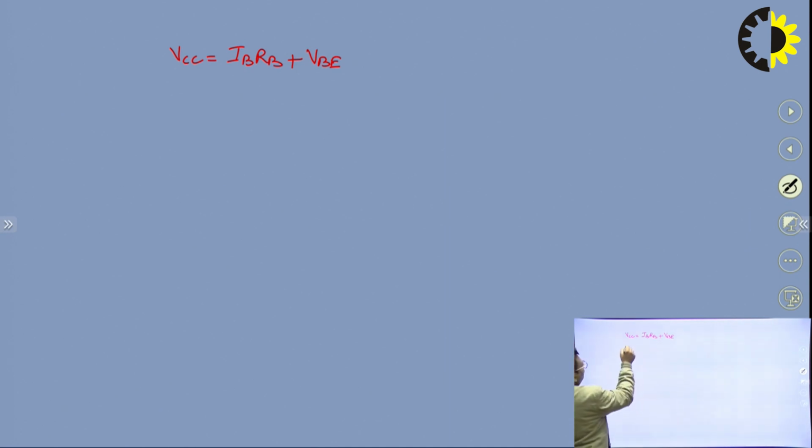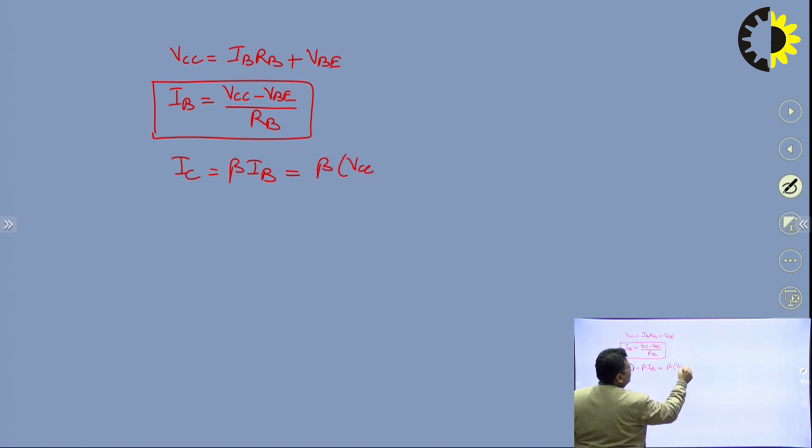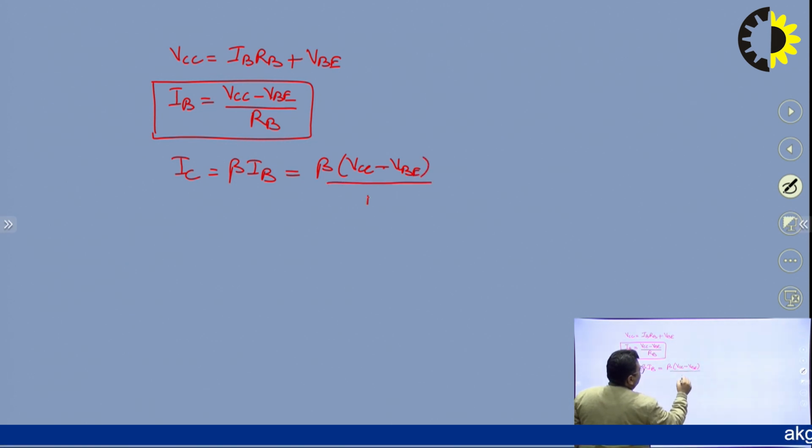From here I can get IB. IB will be equal to (VCC minus VBE) upon RB. This will be the base current equation, and using this equation we can find the output current, that is the collector current. Okay, so IC will be equal to beta times IB, or we can say beta times (VCC minus VBE) upon RB, right?